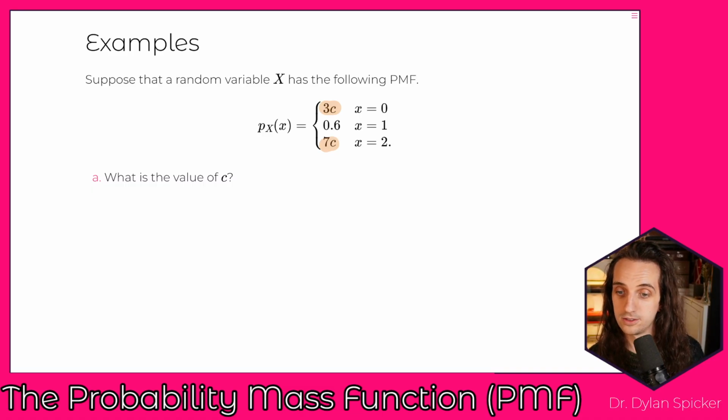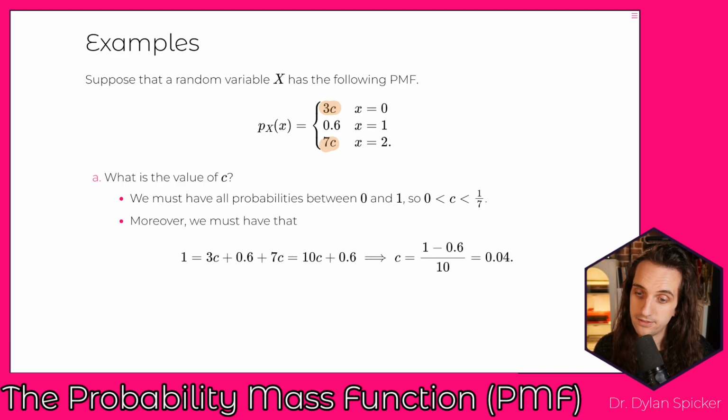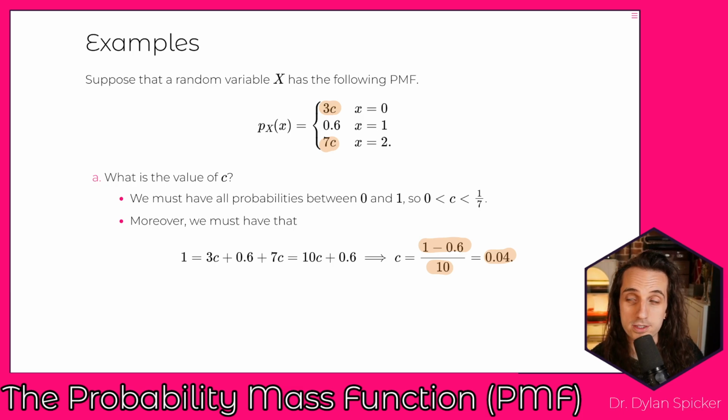So what is the value for c? All values have to be between 0 and 1 through the bounded property, and that gives us that c has to be between 0 and 1/7. Moreover, we need 1 to equal 3c plus 0.6 plus 7c, so 10c plus 0.6. If we solve for that, we get (1 minus 0.6) divided by 10, or 0.04. So c has to be 0.04, and that's the value of c. It satisfies all of the properties that we need here.